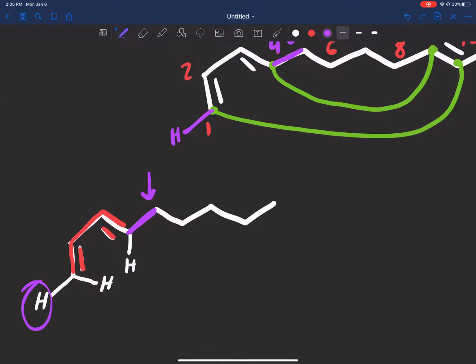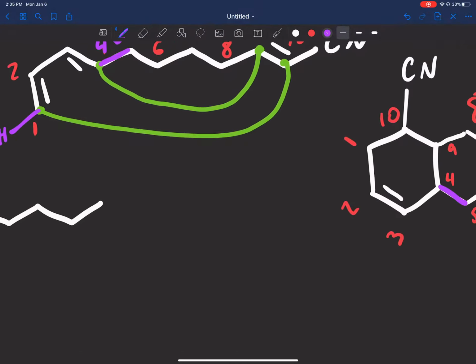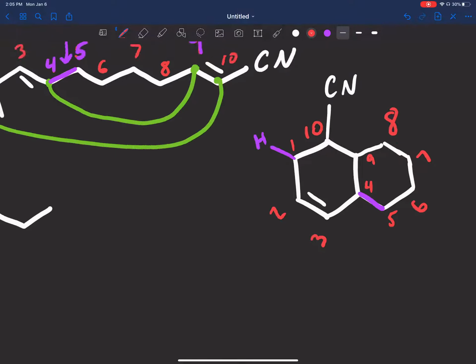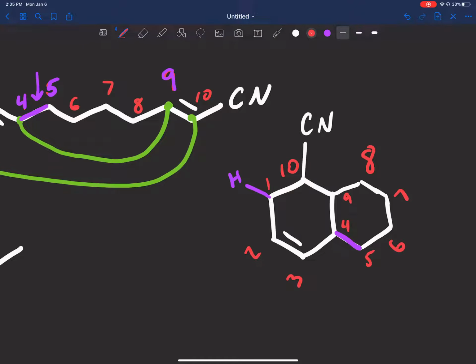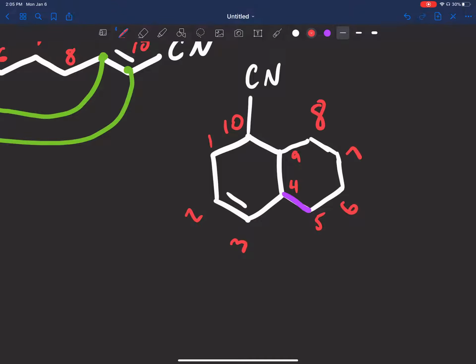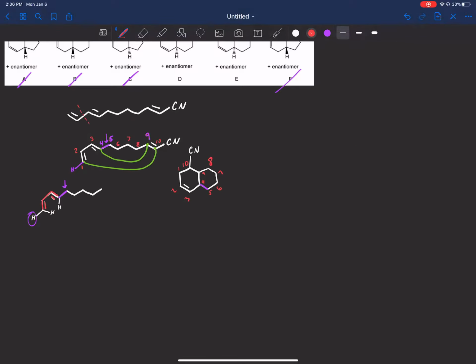The hydrogen I was talking about here was off of carbon 1. So that's that hydrogen. All right. Now in this case, that hydrogen off carbon 1, it's not a chiral carbon, so we don't need to worry about it. All right, so I'm going to just erase that. So what we really need to focus on is carbons 4 and 5. Okay.